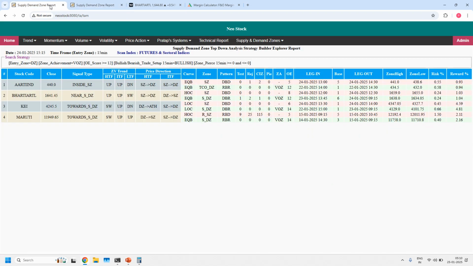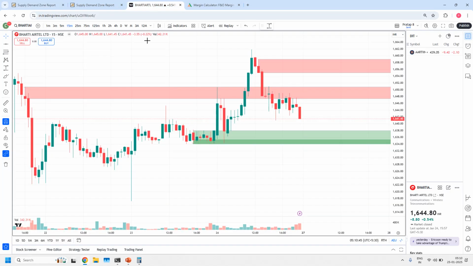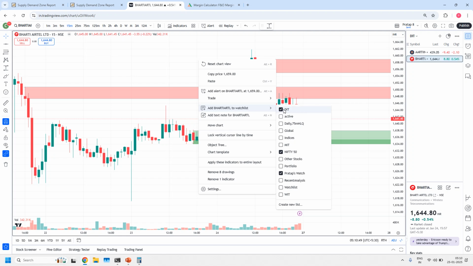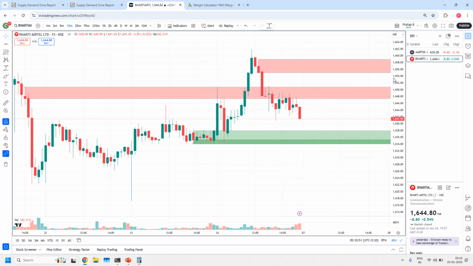Okay, what is the next stock? Next one is KEI. This is also a high liquidity zone. And this zone was created on 22nd January at 15 hours, after that one base candle. Adding this into the watch list.